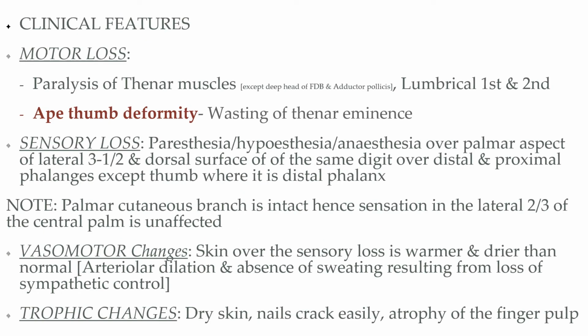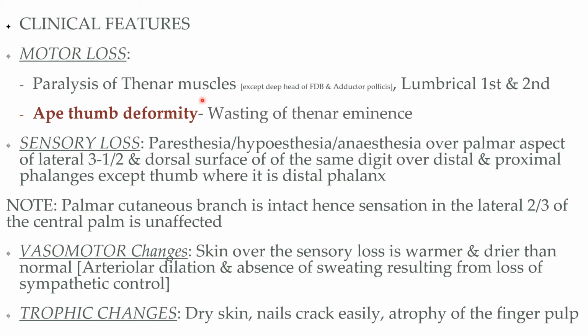Whenever a nerve gets compressed, patient may come with three types of symptoms. They may be motor loss, sensory loss, or autonomic symptoms. Autonomic symptoms include vasomotor changes and trophic changes. The case with carpal tunnel syndrome will come with a motor loss which involves paralysis of the thenar muscles except deep head of flexor pollicis brevis and adductor pollicis, because these two muscles get their nerve supply from ulnar nerve. First and the second lumbricals will also be paralyzed in the case with carpal tunnel syndrome.